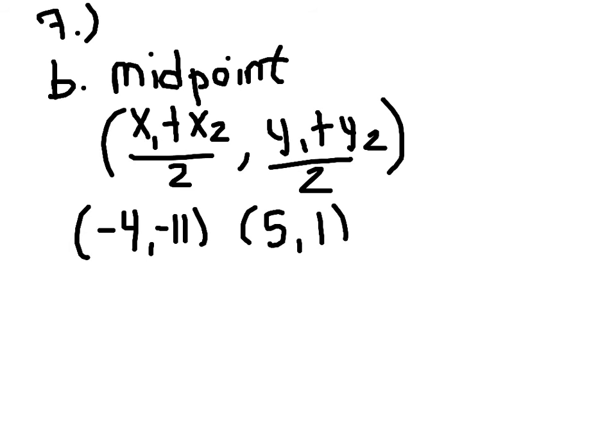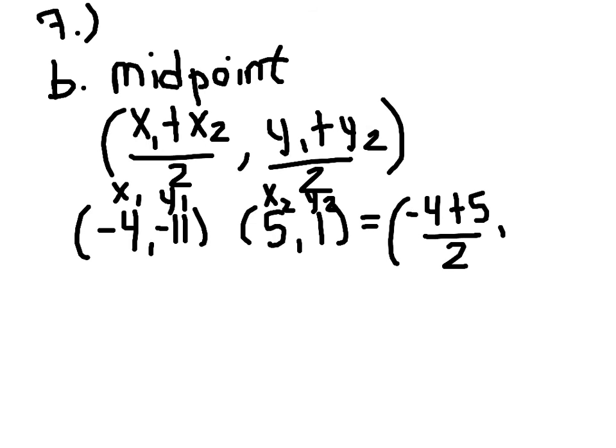Okay, remember that x1 and y1 are just your first point, x2 and y2. This is such a struggle for some of us to know what to label. Just put it on there. It's okay. A lot of us spend so much time, and if that's something you're confused on, just raise your hand. I can kind of direct you a little bit. But what you're going to do then is you're going to end up with -4 plus 5 over 2, and then you're going to get -11 plus 1 over 2.